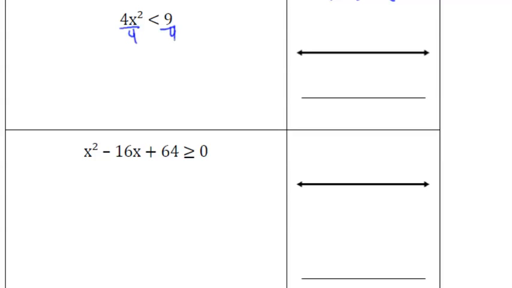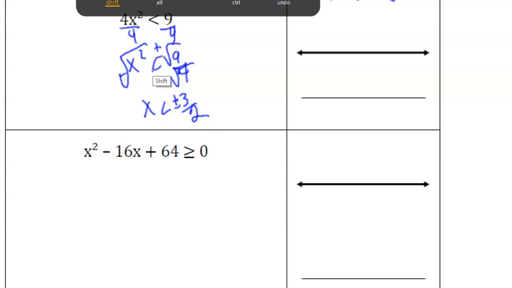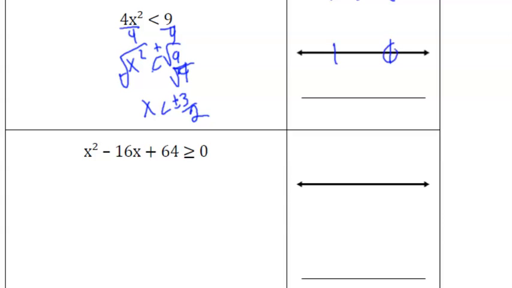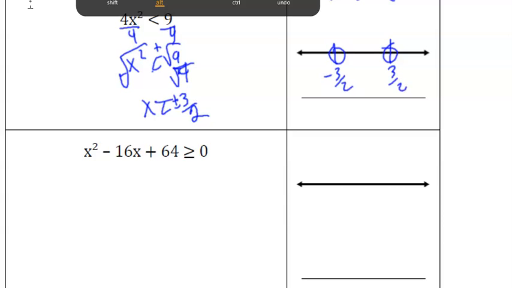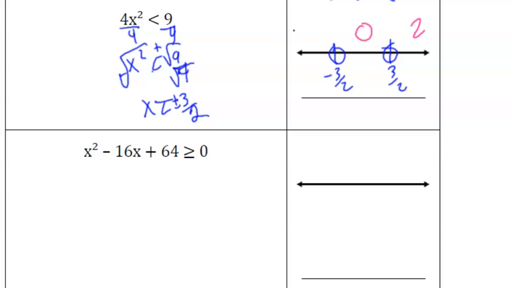Let's divide by 4 and get the square root. So we have x is less than 3 over 2. And you have plus or minus since you took the square root of it. So we have 2 points to consider, negative 3/2 and positive 3/2. So let's check the numbers 0, 2, and negative 2.